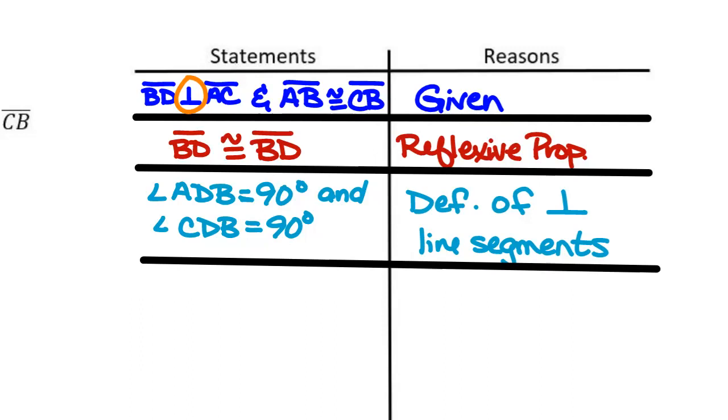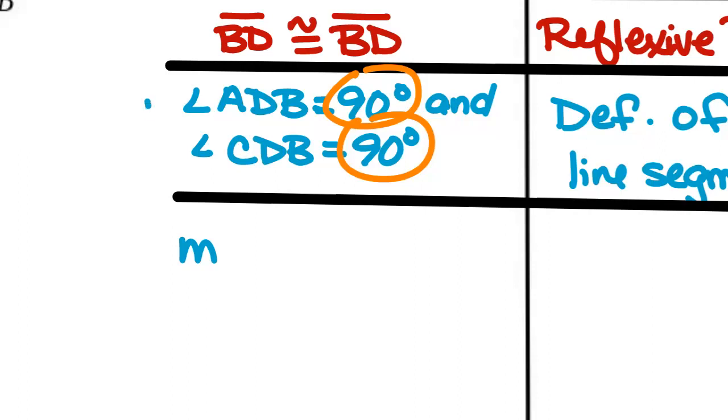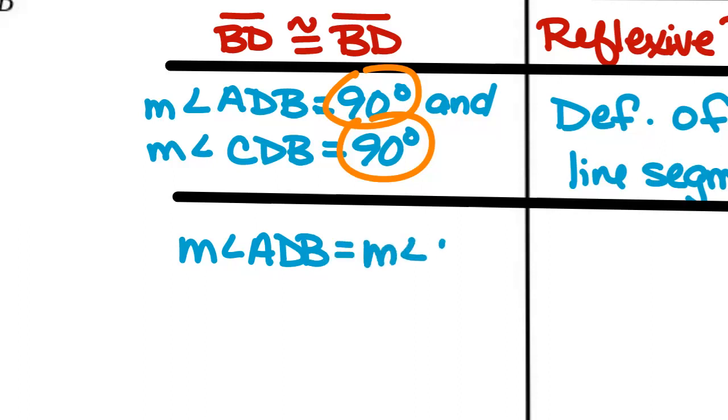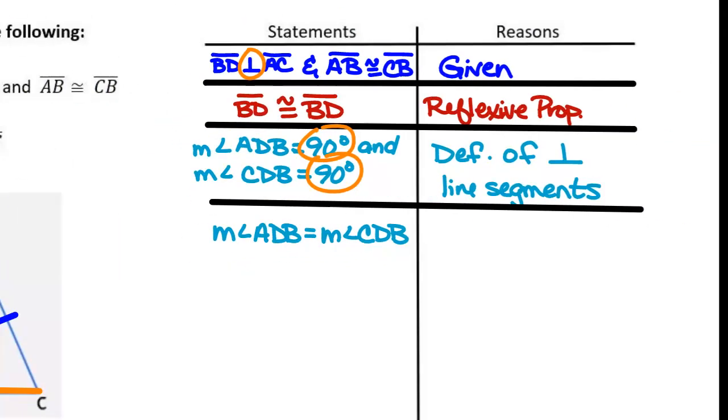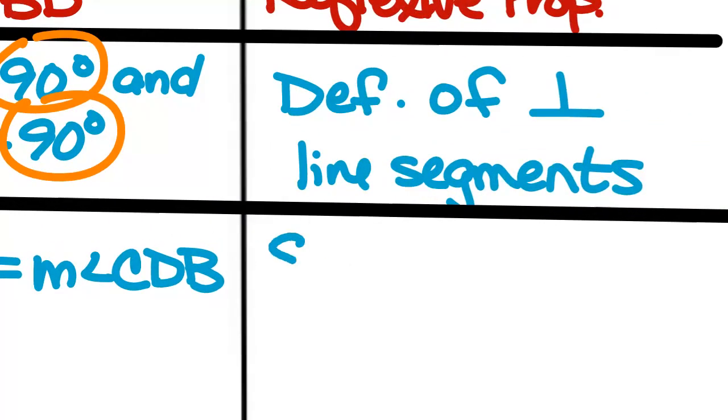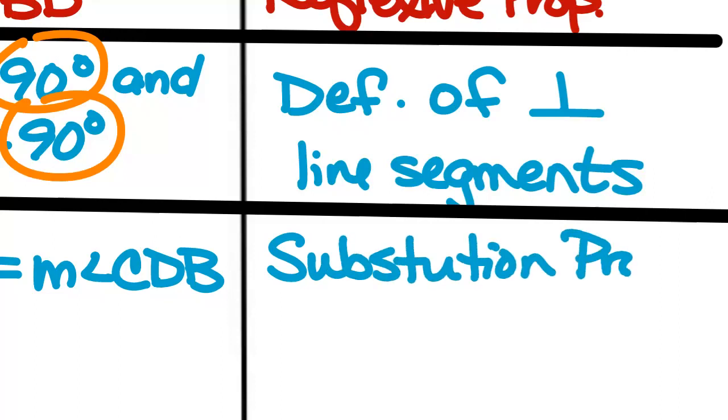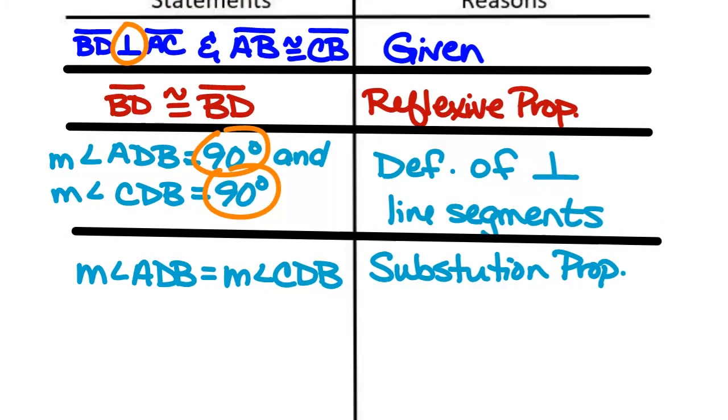If I know that both of those angles are 90 degrees, then what do I know about those two angles? They are congruent. The measurement, so I forgot my M's here, the measurement of angle ADB is equal to the measurement of angle CDB. Why can I say that? Substitution. Or we could use what here? If we didn't want to use substitution, we could use transitive property.